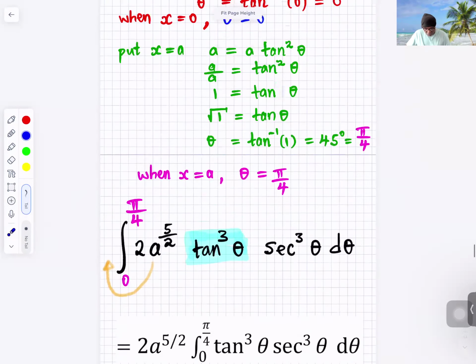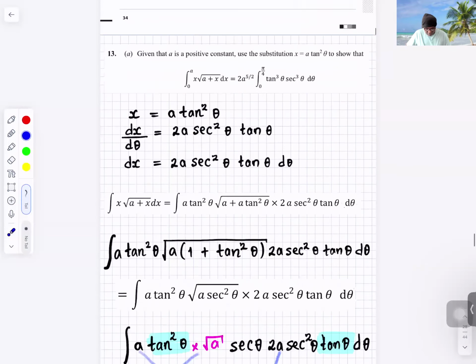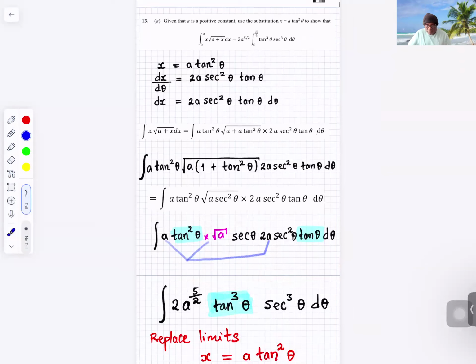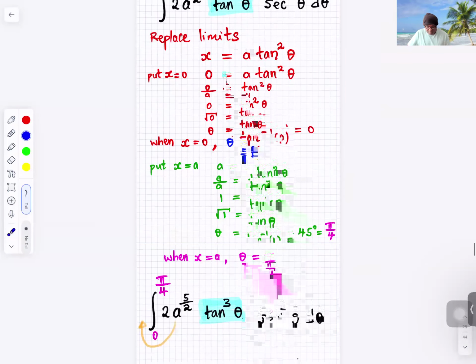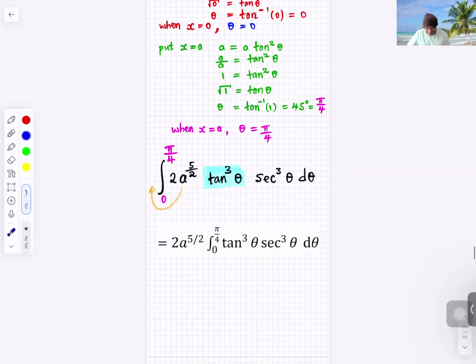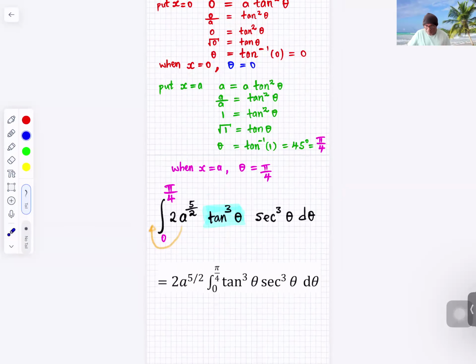The main thing here was to differentiate a tan squared theta. And then replace 1 plus tan squared theta with sec squared theta. And then collect like terms and then change the limits. So that is the first part. You can screenshot this or you can write it down. I prefer you to write it down so you learn the method. And that's the next page. And that takes you to the final answer for it.